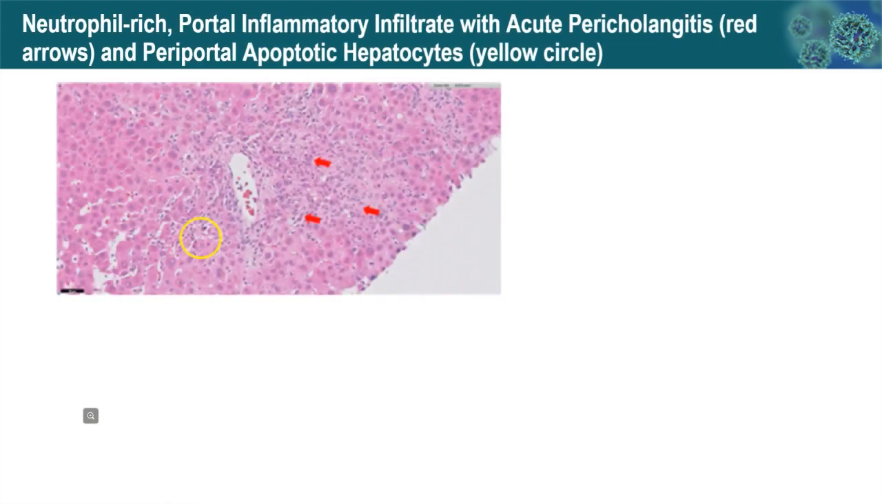Another pattern of injury that has been observed with regards to biliary epithelial injury is a pattern of acute pericholangitis highlighted by the red arrows with a dense neutrophil-rich portal inflammatory infiltrate. Also noted in this image are apoptotic hepatocytes in the periportal hepatic parenchyma.